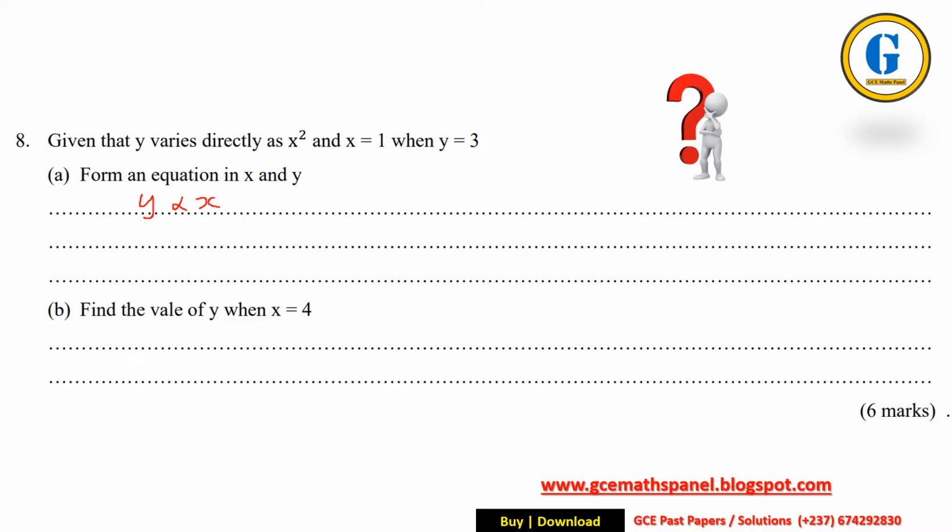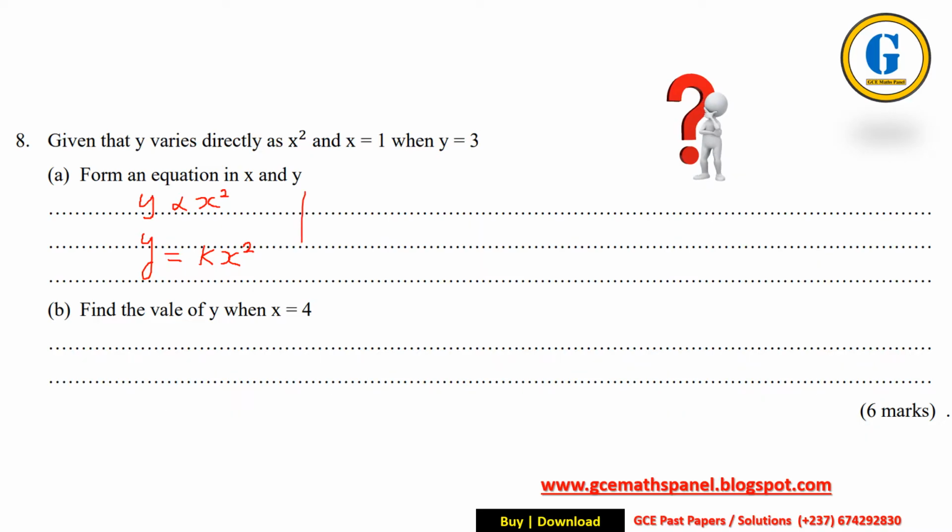So this is how we write it, right? We are now going to replace this varies directly with a constant. So write it as y is equal to a constant times x squared. After writing this, we need to look for the value of this constant, because it says we should form an equation in x and y. There's no saying xk and y or in xt and y.